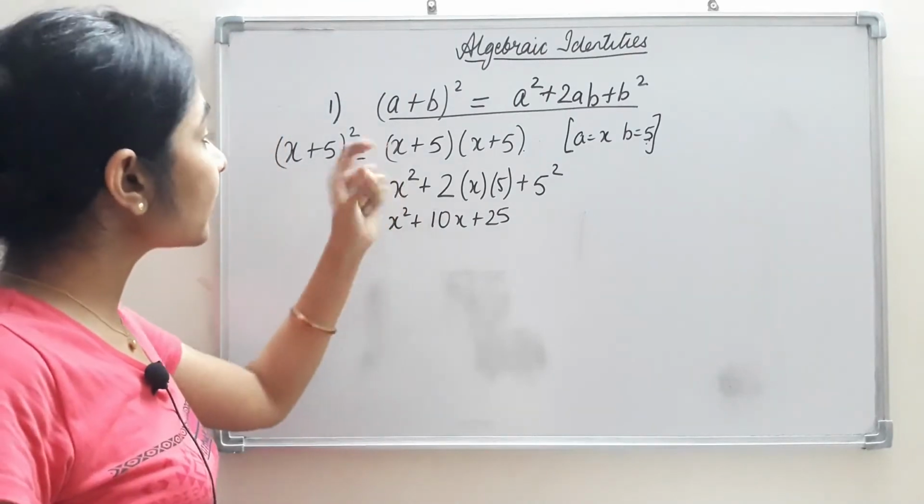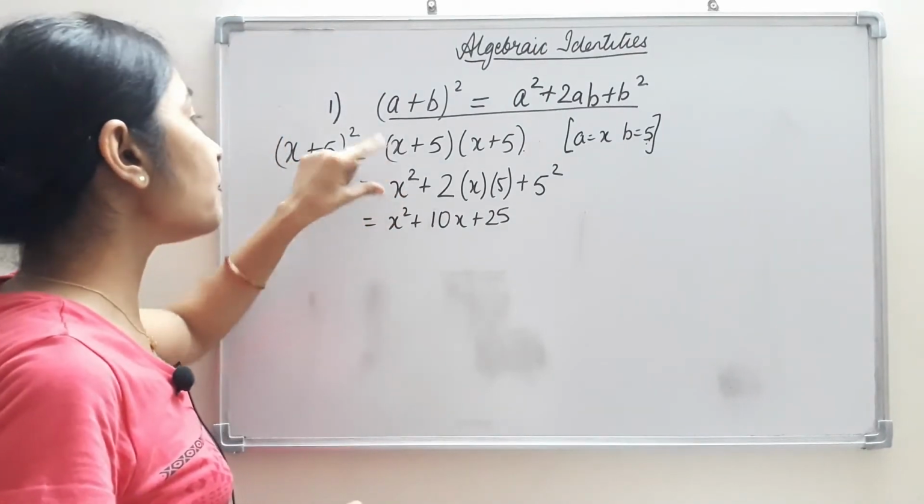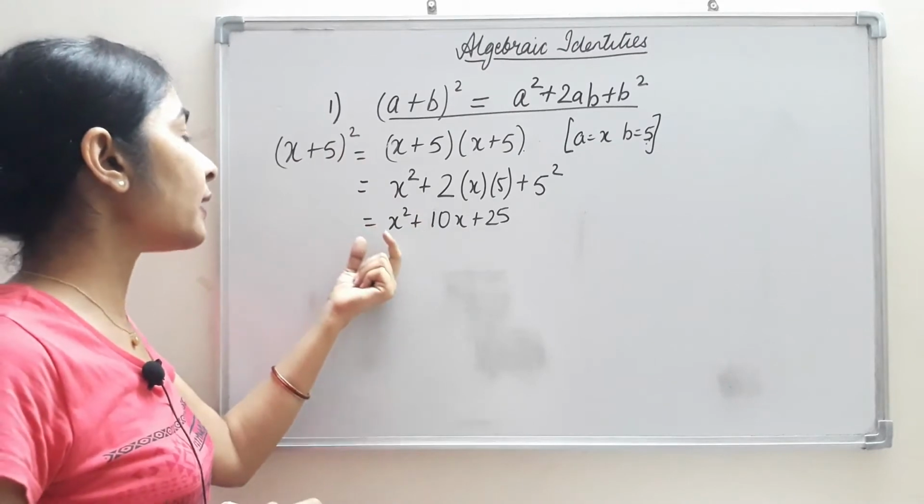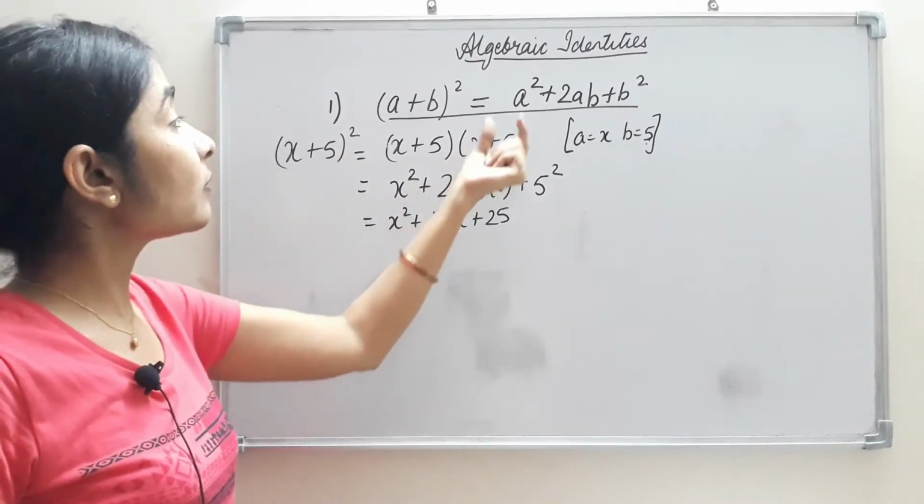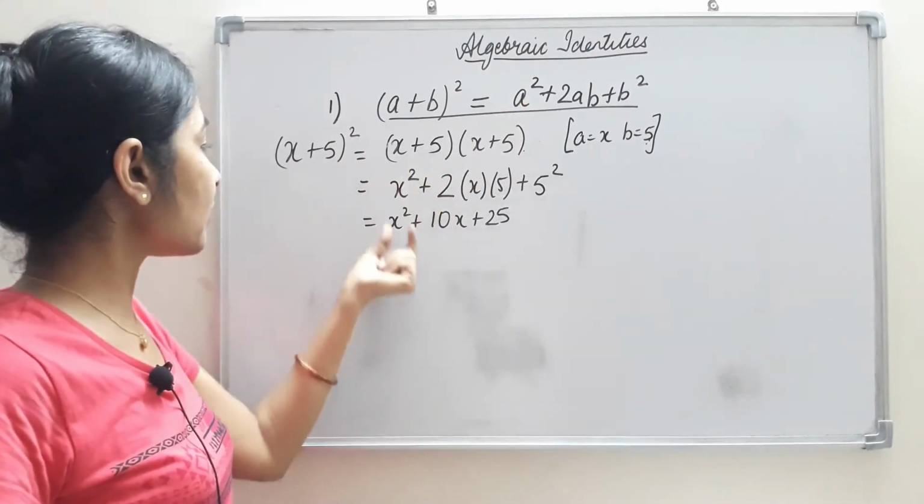Though I explained it in these steps, we can do it directly. We can get the answer directly, since we know that a square means x square.